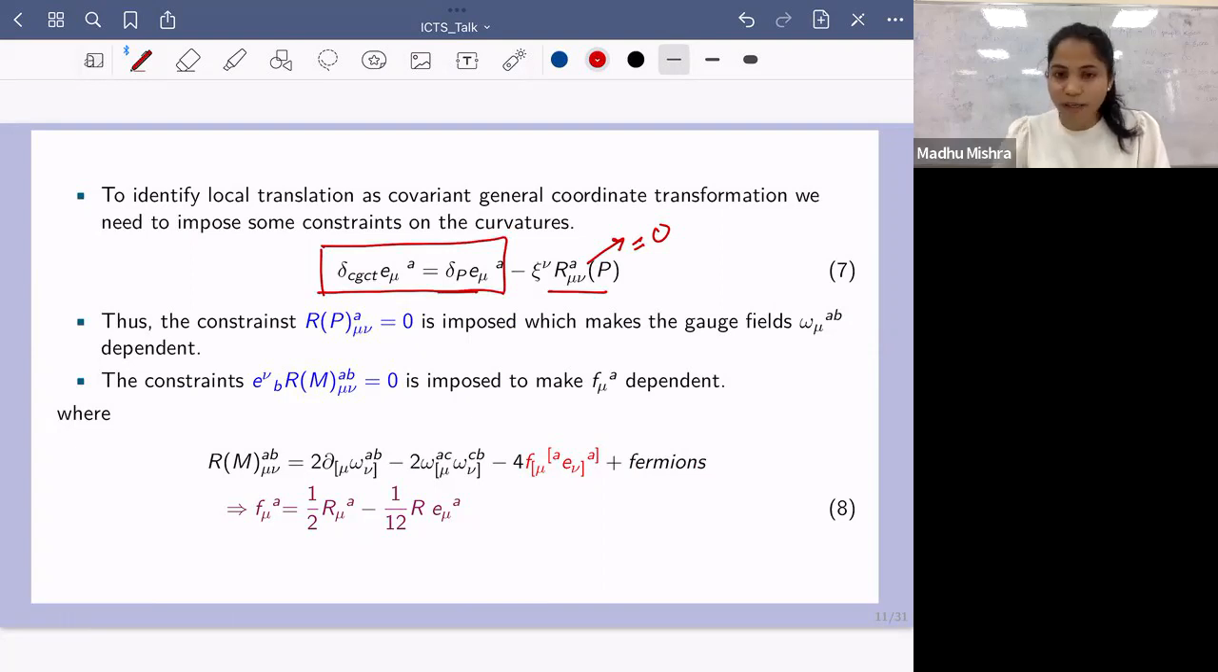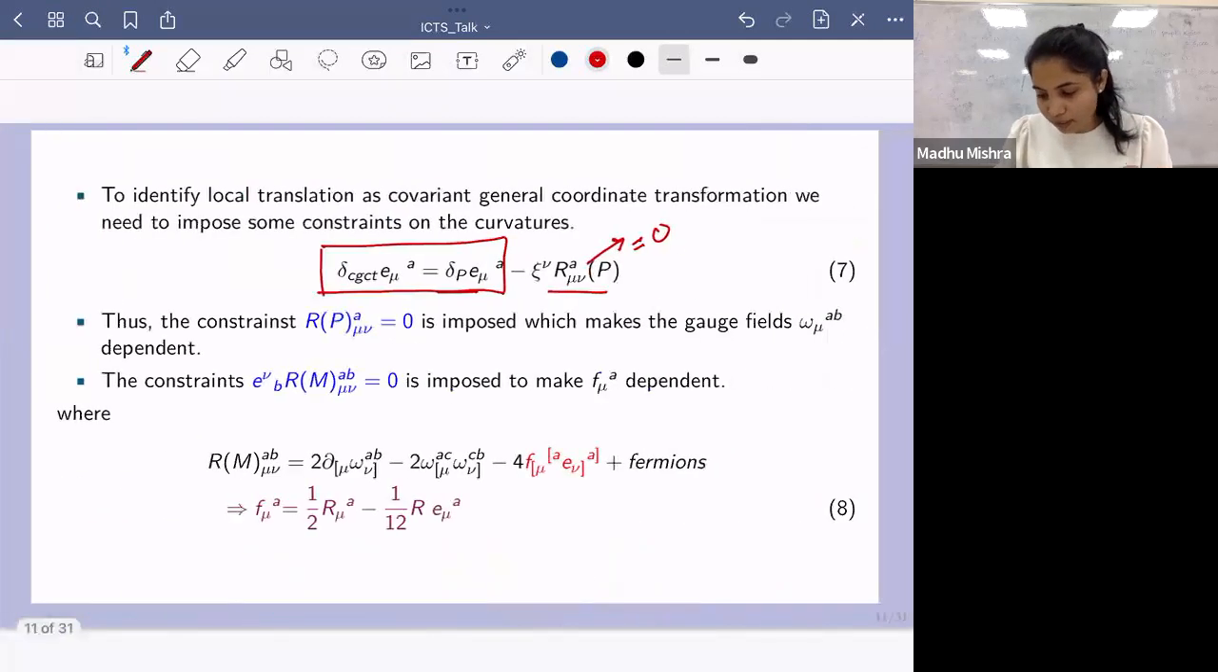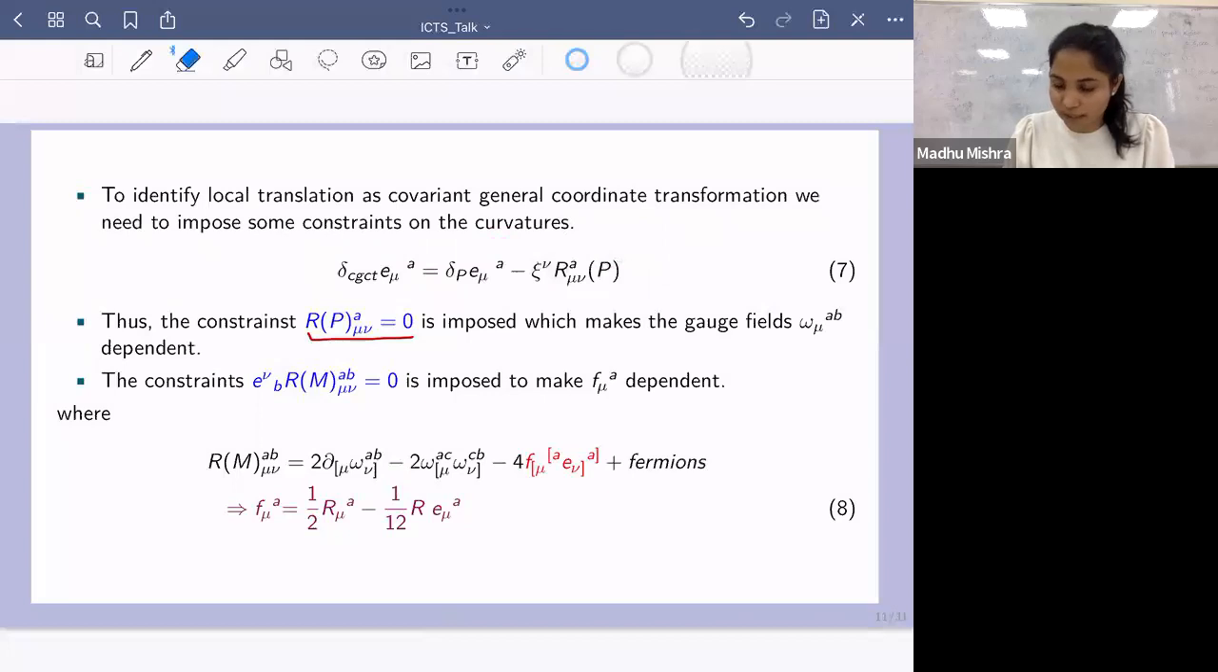So till this point, the theory was a gauge theory. The local translation was acting on tangent space. Now that we have imposed this constraint, and we have identified local translation with covariant general coordinate transformation, we can say that we have a theory of conformal gravity.